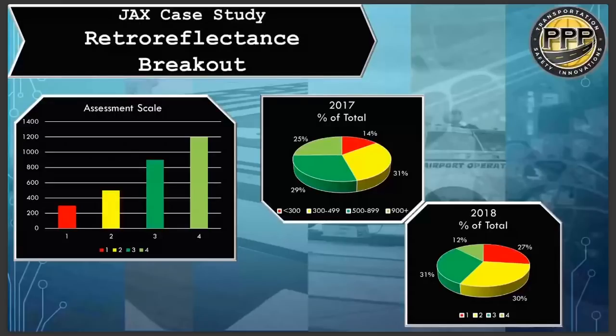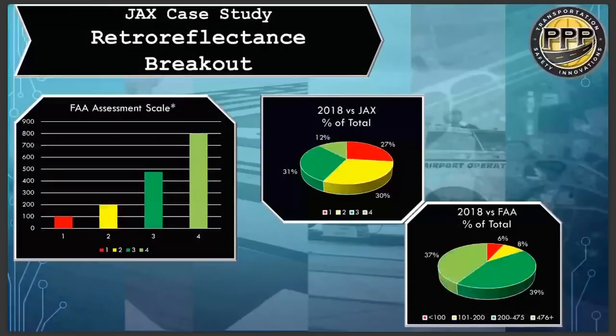Now, what's interesting here is that FAA came through and they said, okay, anything under 100 on white, anything under 75 on yellow would need to be replaced. So what I did was I took the information that we had in JAX, and you can see again that's 57% in 2018 fell in the replacement or maintenance category.